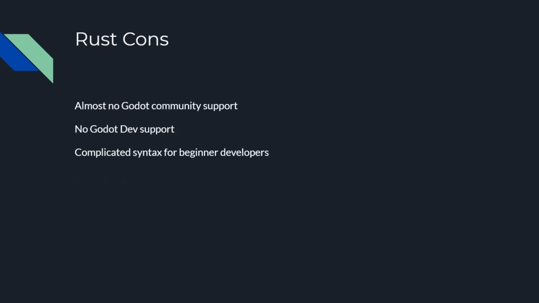Rust's cons: there's almost zero community support. There are 60 or so contributors to the Rust community, and there's not a lot of tutorials out there for it, so that's something to keep in mind. There's no Godot dev support, so if you ask a developer a question, they're going to tell you that it's not their problem. And the syntax itself is pretty difficult for beginners, so that's something to keep in mind.